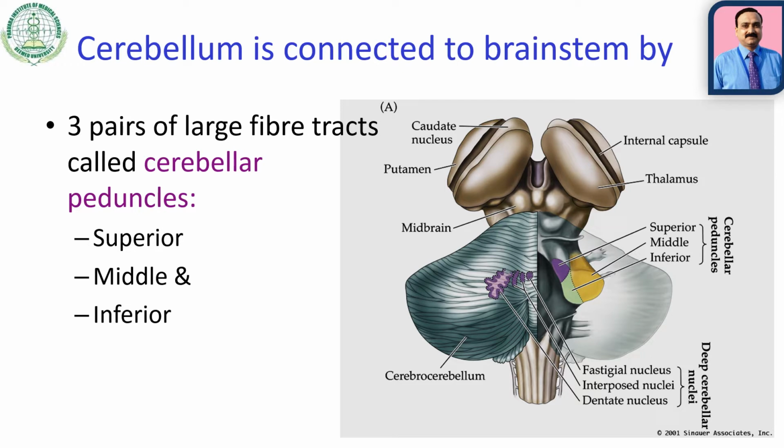So there are three pairs of large fiber tracts which are called as cerebellar peduncles. Superior cerebellar peduncle, then middle cerebellar peduncle and inferior cerebellar peduncle. So these are the three peduncles which are made up of large fiber tracts which join the cerebellum with midbrain, pons and medulla oblongata. So superior, middle and inferior cerebellar peduncle.